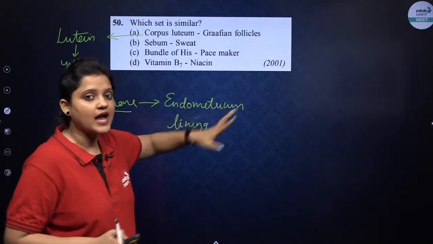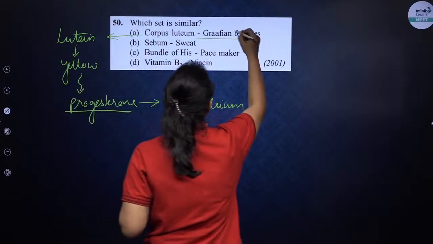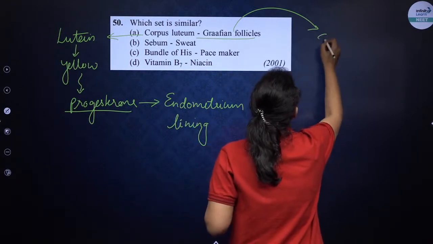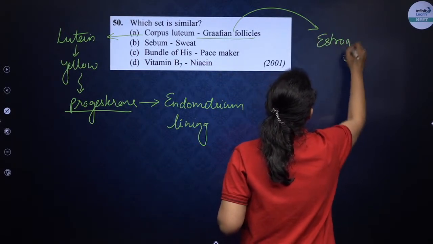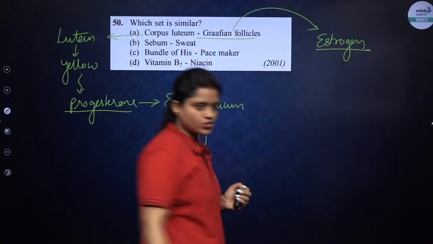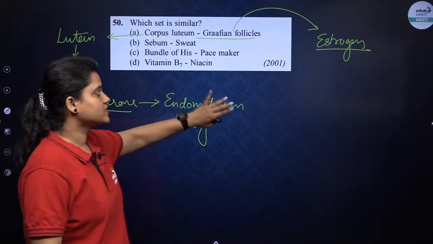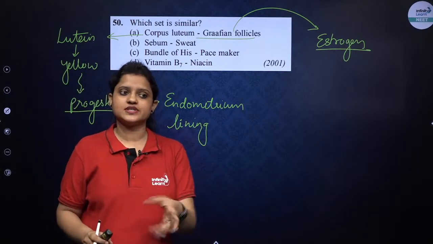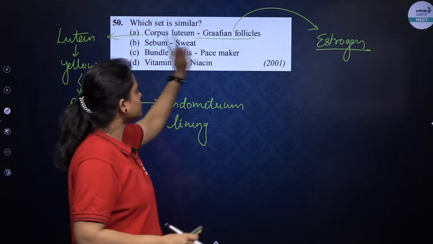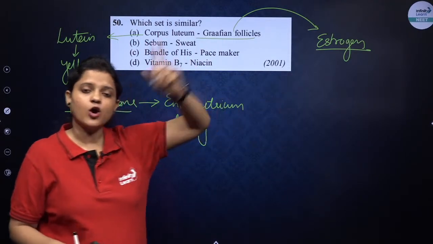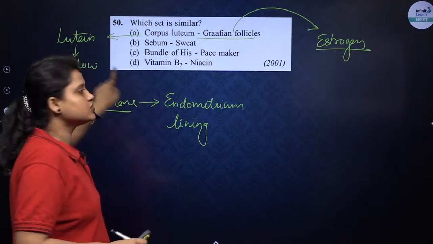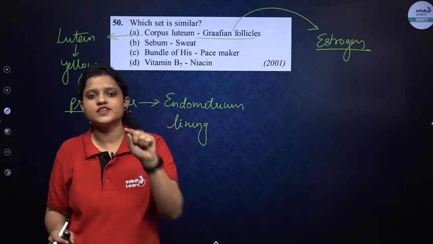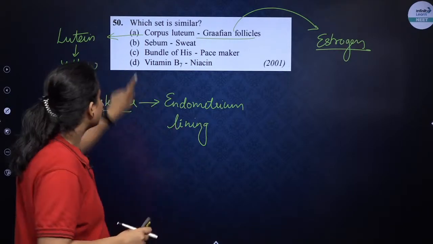Graafian follicle also acts as a temporary endocrine gland, and it releases estrogen. Okay, it releases estrogen hormone, right? And which is responsible for ovulation, which is responsible for the secondary sexual characteristics in females, right? So they both are acting as endocrine gland. अच्छा, एक और point याद रखना कि corpus luteum not only releases progesterone, it also releases small amount of estrogen. Please keep this in mind.